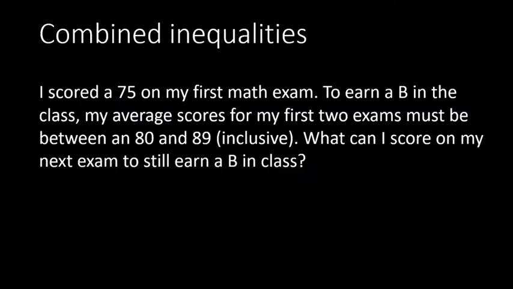All right, let's move forward. So as promised, we're going to talk a little bit about combined inequalities. It sounds more intimidating than it really is. So let's say I scored a 75% on my first math exam, and I want to earn a B in the class. So a standard B grade falls between an 80 and an 89%. And that includes 80. 80 itself is considered a B, and 89 itself is considered a B, and that's why I wrote the word inclusive, and I'll talk more about that in a moment.